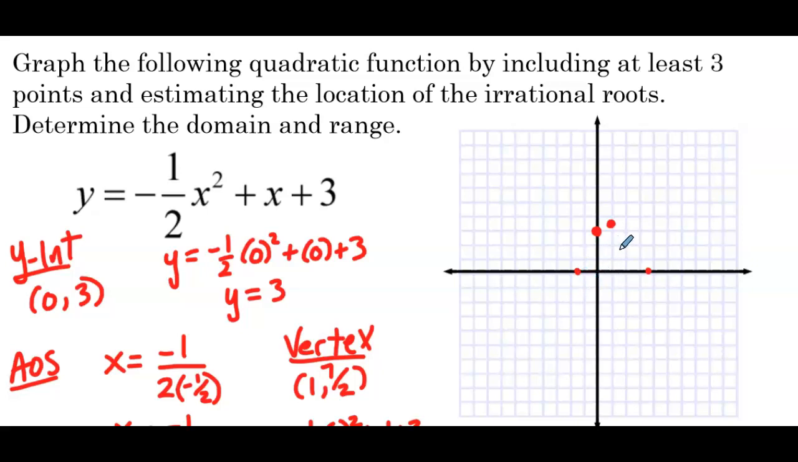We need one last point. So looking at the y-intercept, it's 1 to the left of the axis of symmetry. So we'll go 1 to the right. So the point 2, 3 is also on our parabolic curve. And we'll connect our points to create our parabola.